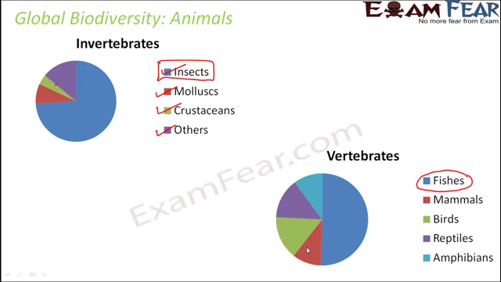So these charts actually give you an idea about which are those groups of animals which have got a lot of variety of species within themselves. Like here we got to know that insects and fishes are some of those groups of animals which have a huge variety of species within them.